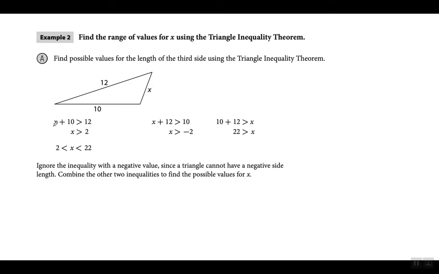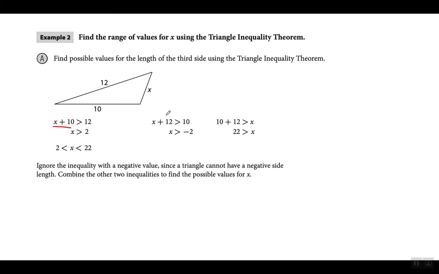So the way you do it, I'll do one from scratch in a second, but you do the same thing where you write every possible combination. So X plus 10 has to be greater than 12. That's what they wrote here. And when you solve the inequality, X has to be greater than 2.